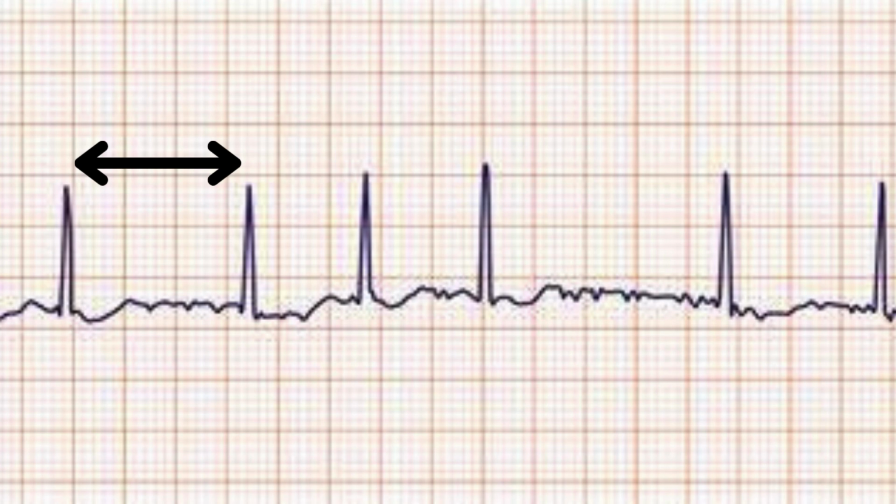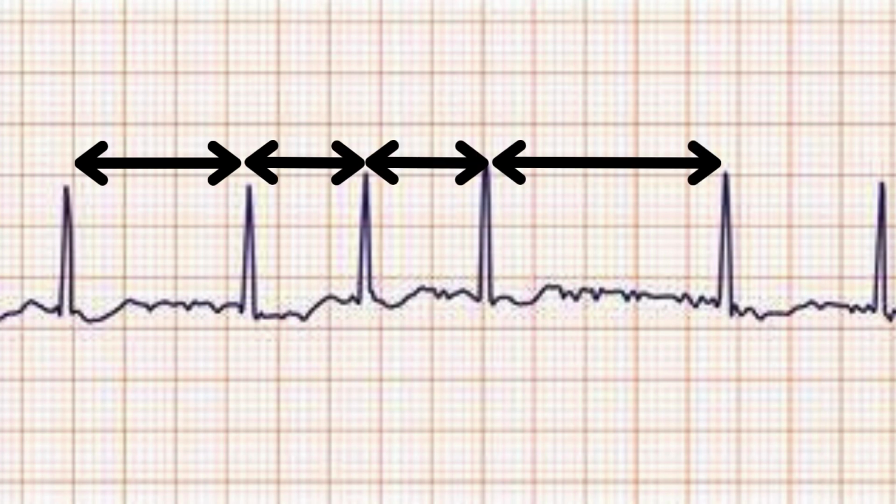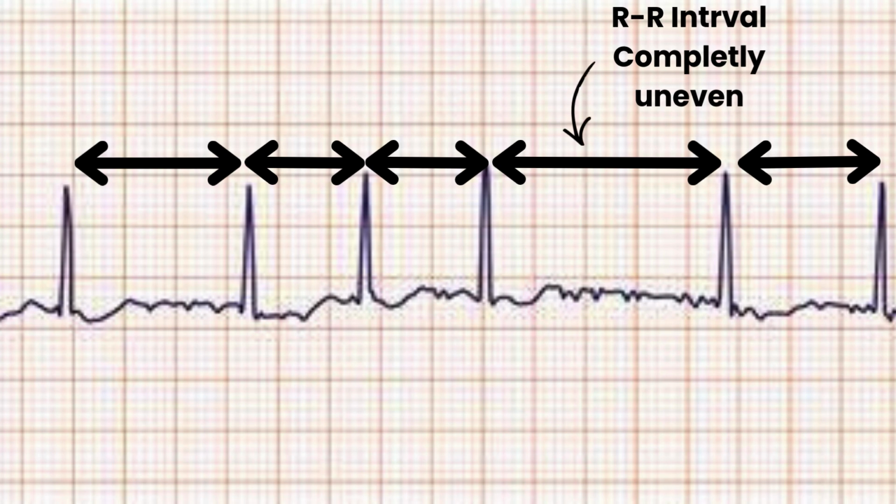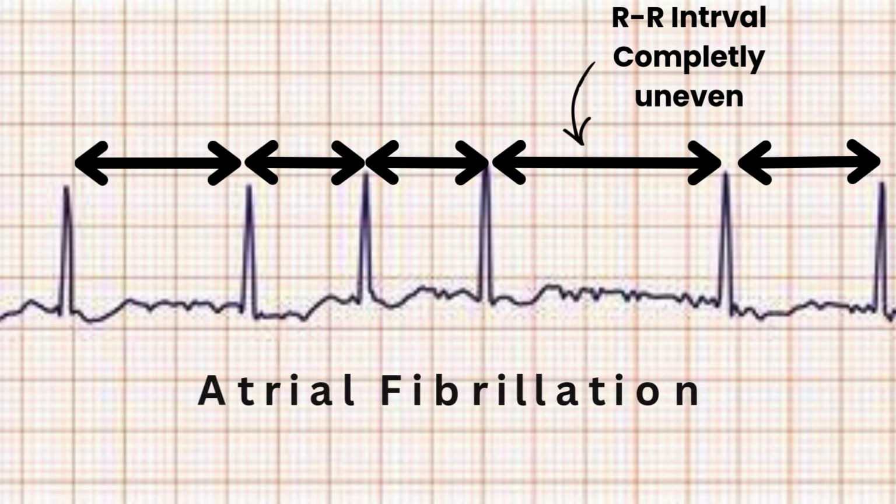In atrial fibrillation, the rhythm is irregularly irregular. This means there is no repeating pattern and no predictable spacing between the R waves. If the RR intervals are completely uneven, this should immediately make you think of atrial fibrillation.